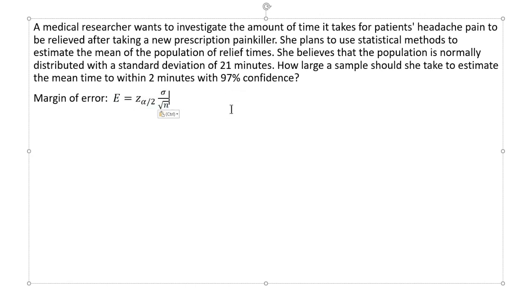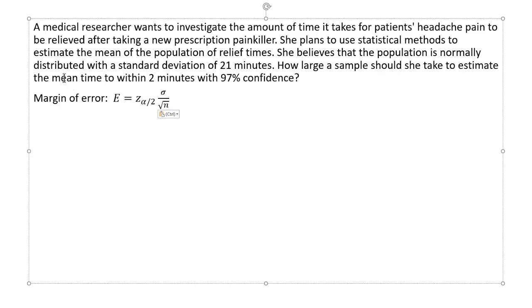And we're given the sigma, that's 21. N is the thing that we want to find out. We want to find out how large this should be. Z alpha over 2 is not given, but 97% confidence is given, so you can calculate Z alpha over 2 from the 97% confidence. And E is also given. So you're given every value. E is 2 minutes, right?